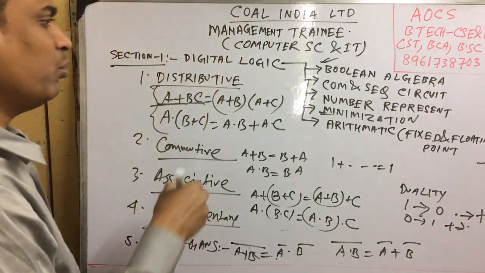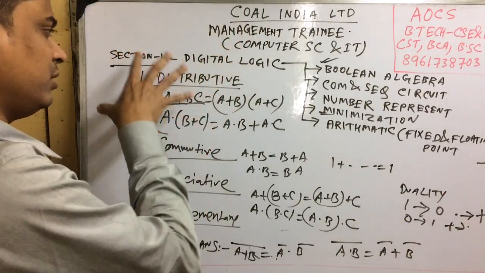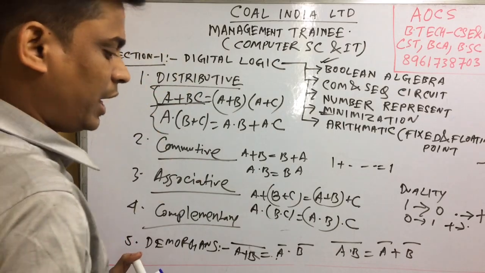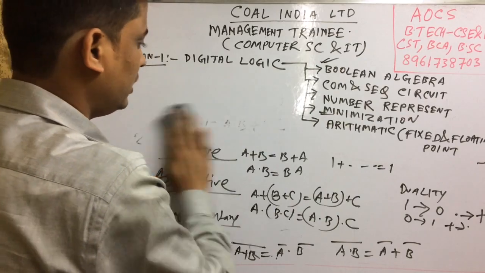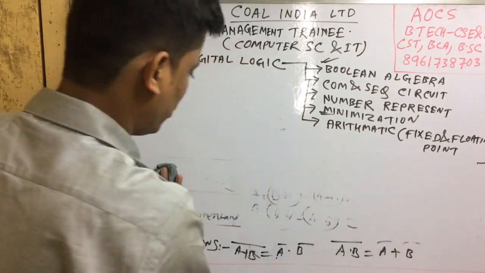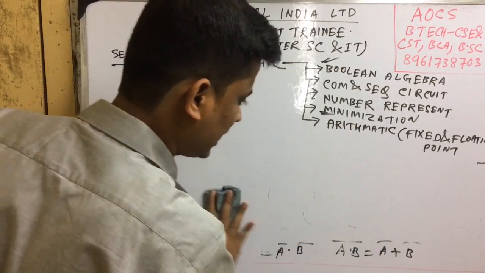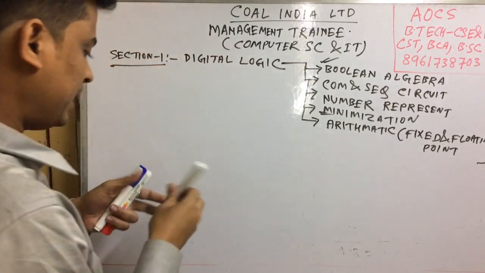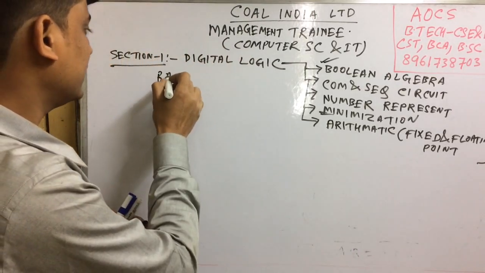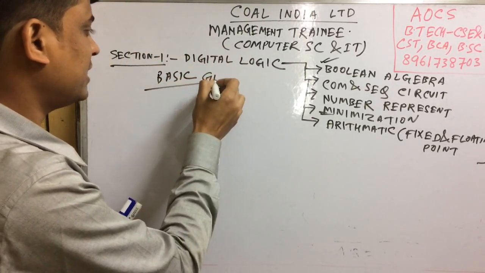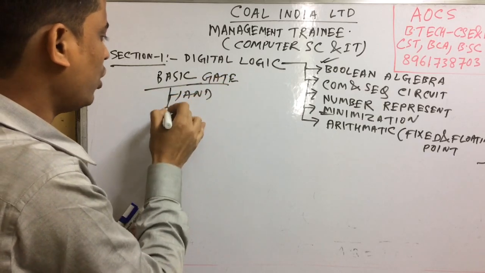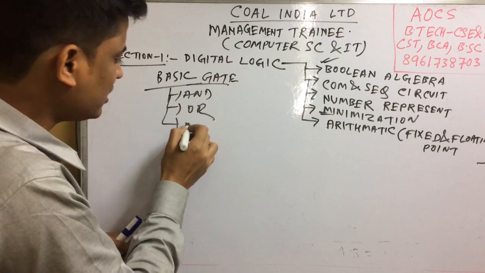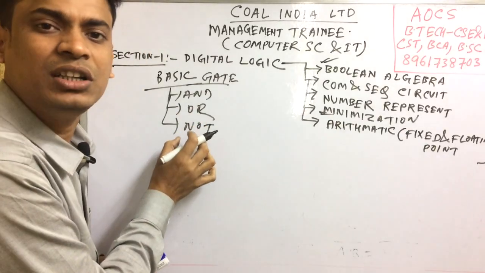In Boolean algebra, these are the basic laws, and you must know the different gates: AND gate, OR gate, NOT gate. There are 3 types of gates. First, basic gates. In basic gates there are 3 gates: AND, OR and NOT. This NOT gate is called an inverter.